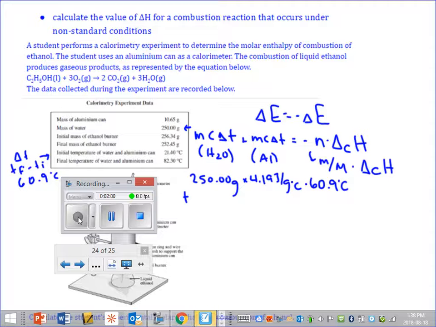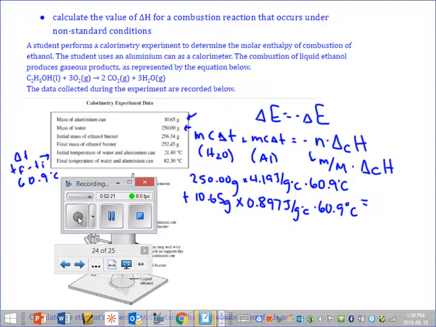For the aluminum values, it tells us up here that we have 10.65 grams of aluminum. The C for aluminum, the heat capacity, is 0.897 joules per gram degrees Celsius, and the delta T is 60.9 degrees Celsius.